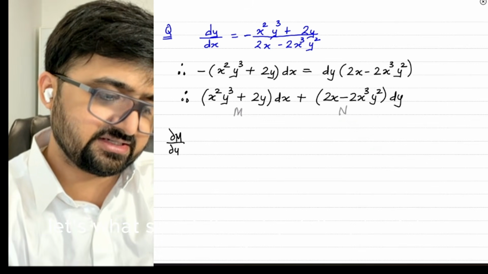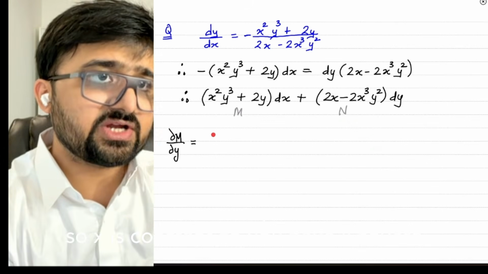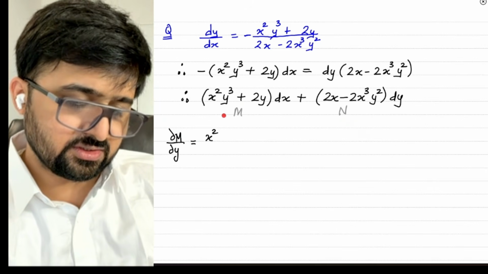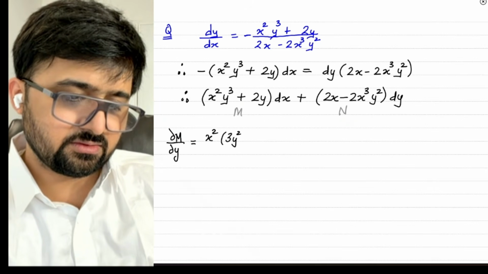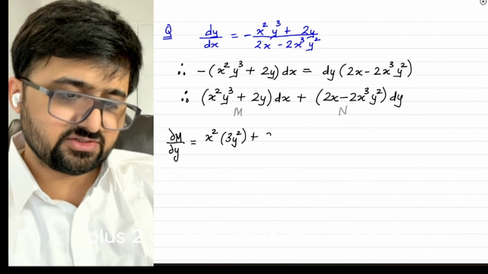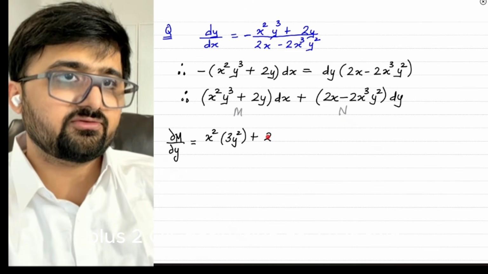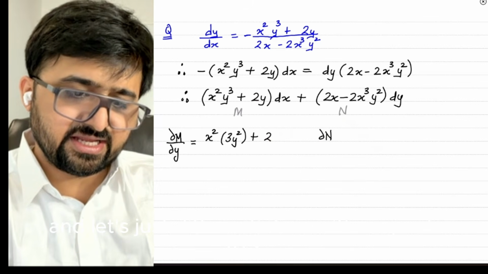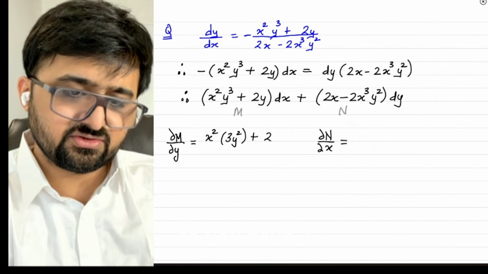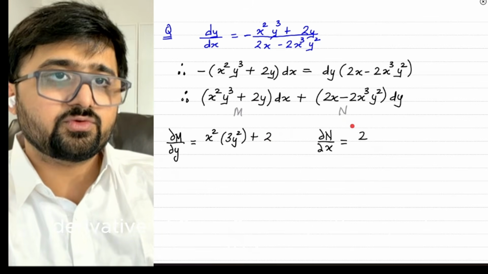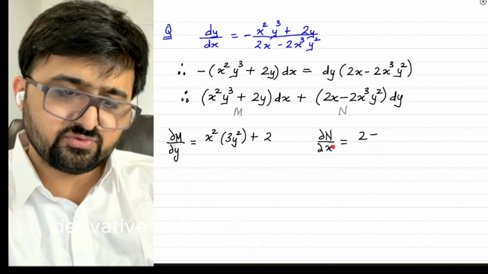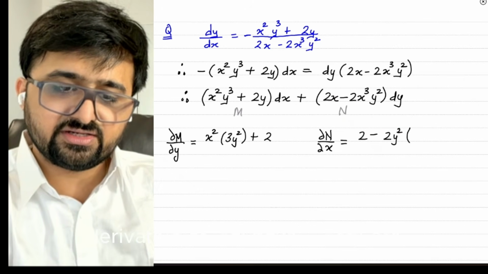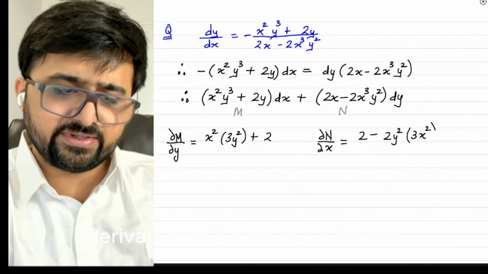Let's first see ∂M/∂y, with respect to y. So x is constant, so you have x² · 3y² plus 2. Okay, the derivative of 2y is 2. And let's just differentiate N with respect to x. So you have 2, the derivative of 2x is 2, minus, with respect to x, y is constant, so 2y² is constant, the derivative of x³ is 3x².